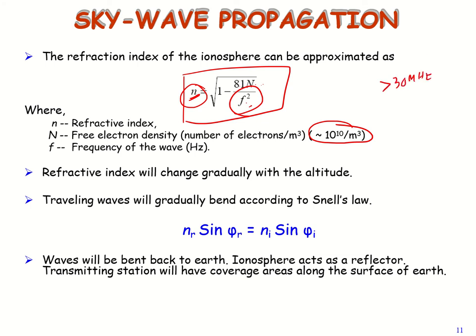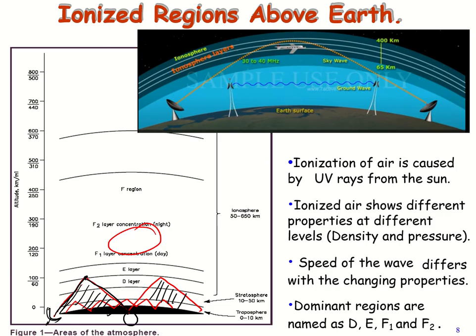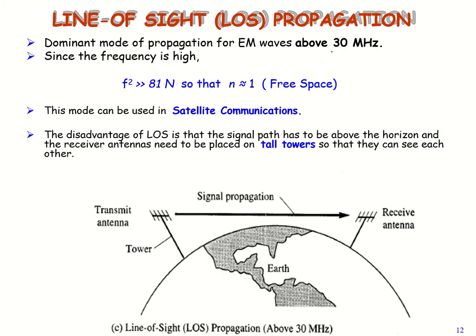what is actually happening at 30 megahertz? As we move higher, we know that the ionization density is decreasing, right? The ionization density is decreasing. So with that, we can cover more area. We can actually reach the satellites at high frequencies. We can directly communicate with the satellite, and the reflection becomes lower as we move towards high frequencies.